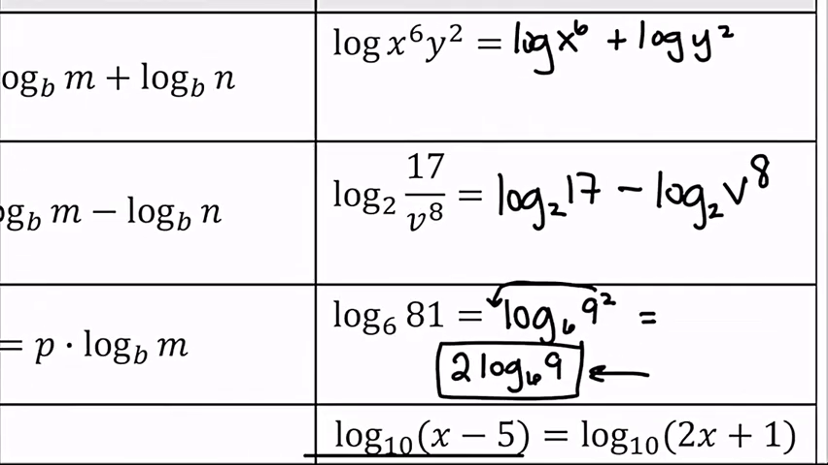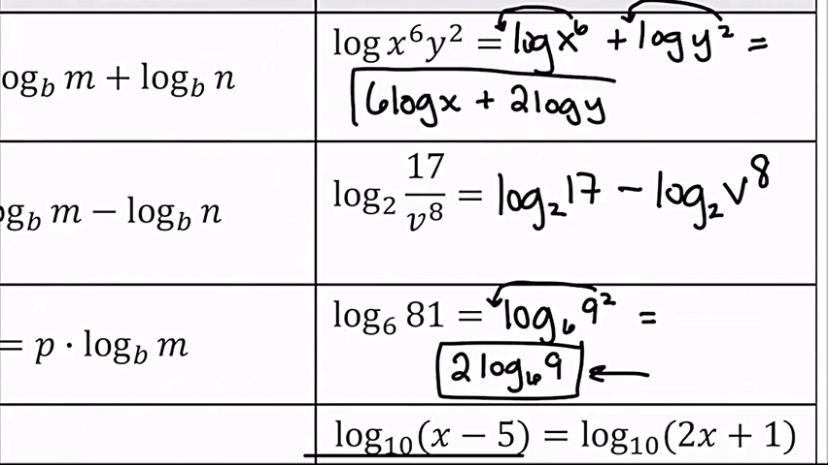You can see we could have done that up here. That's why I left us a little space here. So let's try doing that for this one as well, this top one. So on our product rule, when we do have x to the power of 6 and y squared, instead of saying the log of x to the power of 6, we could also say 6 log of x plus 2 log of y. And there we go.